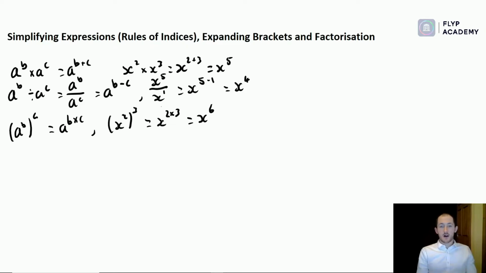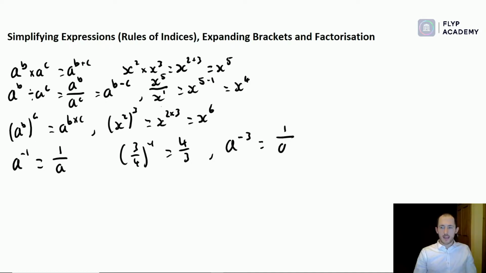And there you have it. The last one is one that's a bit tricky. So a to the power of minus 1 just gives you 1 over a. That might not seem too tricky in and of itself, but they can have things like, for example, 3 over 4, all to the power of minus 1. That would give you 4 over 3. Or they can have something like a to the power of minus 3. That now becomes 1 over a cubed. The minus makes it 1 over.